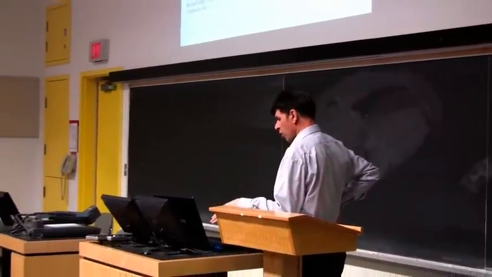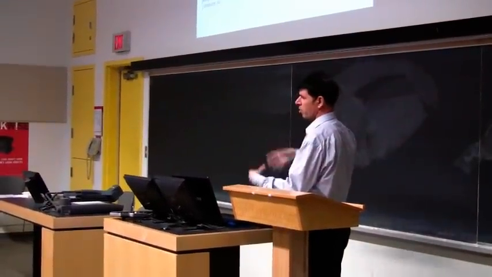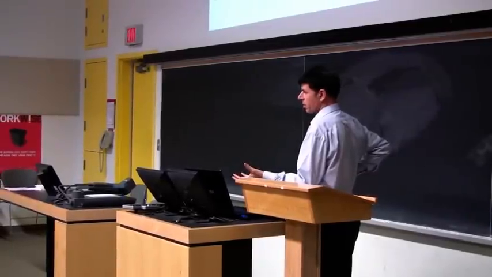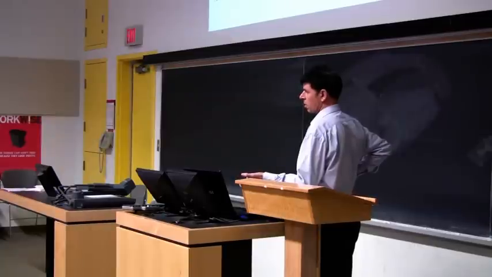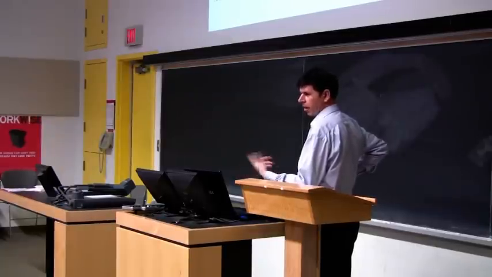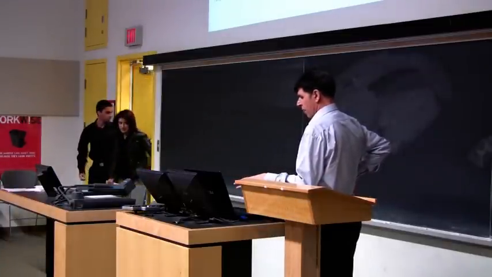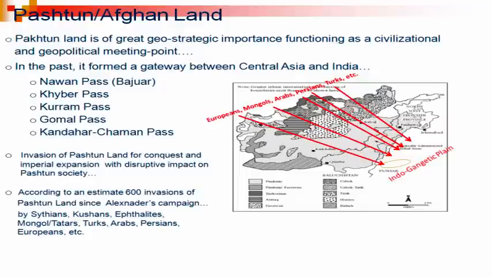It is actually a connecting point between many important regions: Central Asia, South Asia, the Middle East, and China. It has many important passes, as you see here. This is called Nova Pass, the pass which Alexander used to attack India. Then we have the Khyber Pass, Gurun Pass, Gumat Pass, and Kandahar and Chaman Pass.